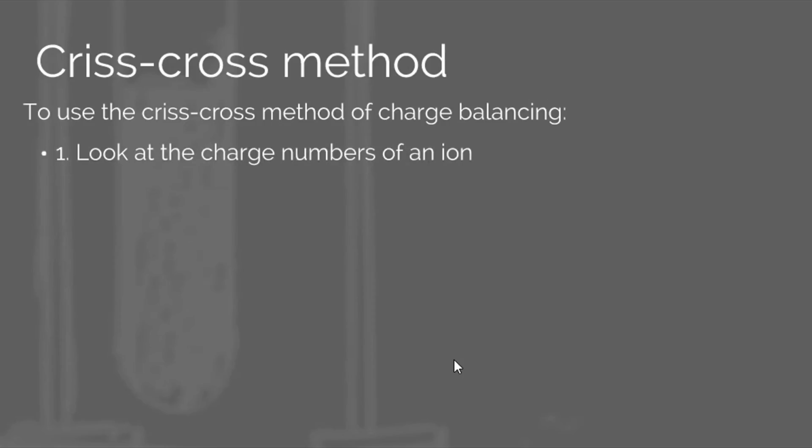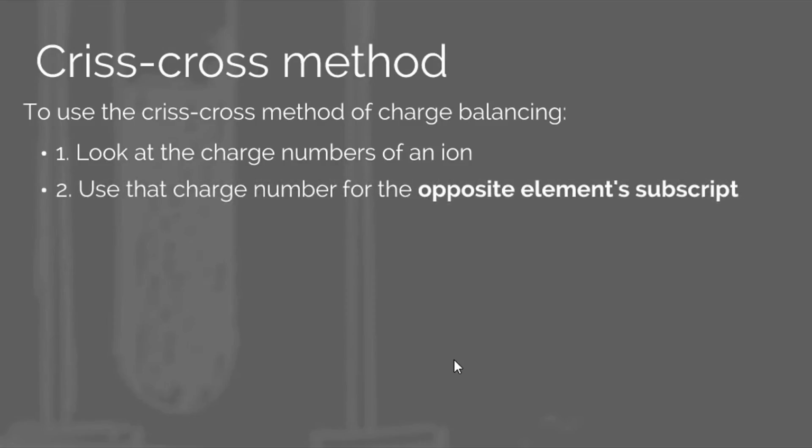So for the first step, we need to know what the charges of each ion is. And in the second step, we're going to use that charge number and pair it to the opposite element for the subscript. So let's actually see that in action. So if I bring back that same example from before, aluminum and chlorine, I want to know how many aluminum ions and chlorine ions I need for a balanced compound. All right, so on this, I'm going to focus on the numbers that go with the charges. It doesn't matter if they're positive or negative. In this case, I just need to know that aluminum has 3 and chlorine has 1.